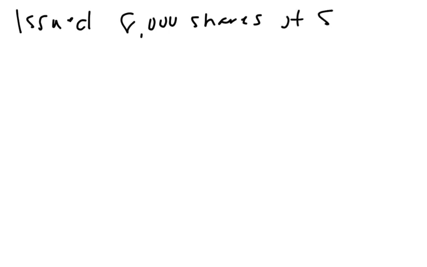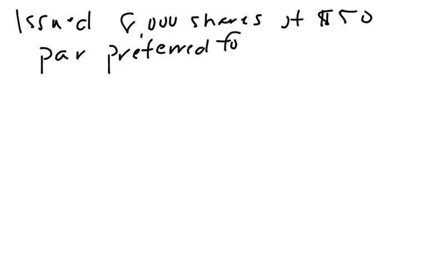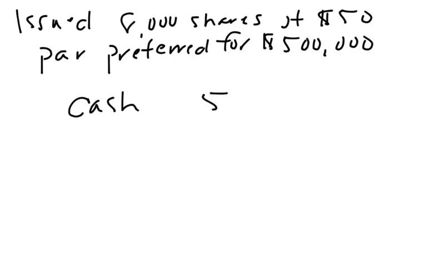Let's say that we issued 8,000 shares, but this time it was $50 par preferred stock. And let's say we issued it for $500,000 cash. Okay, so we're getting cash again, and we are getting a total of $500,000. So we're going to debit cash, increase it, $500,000.